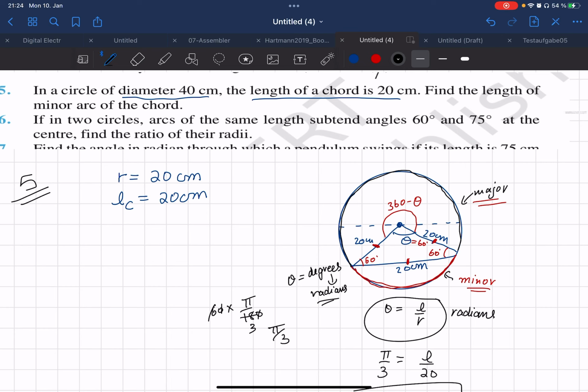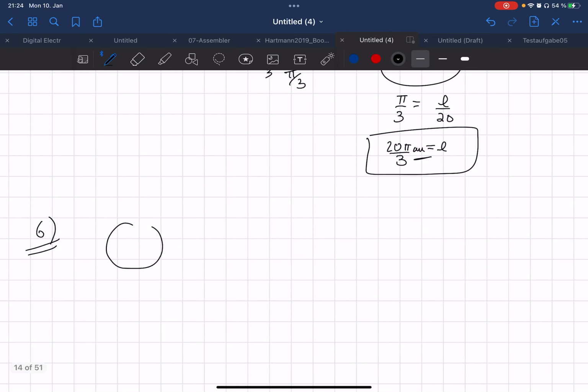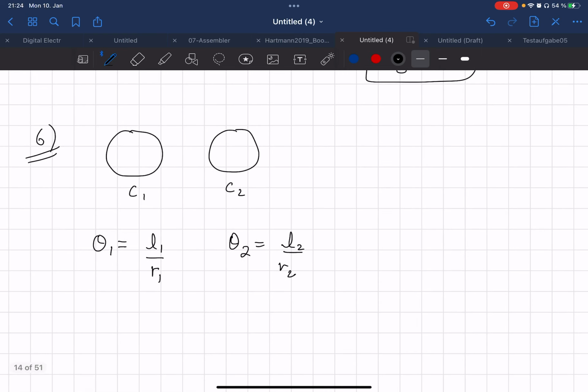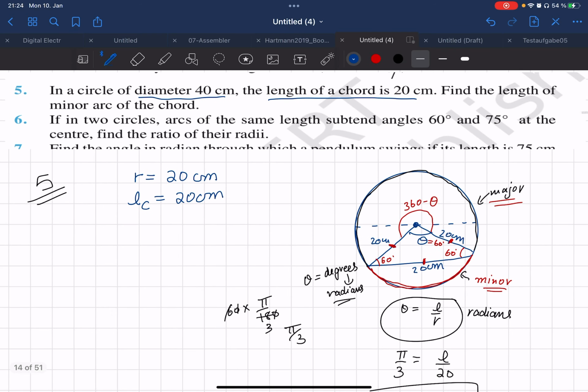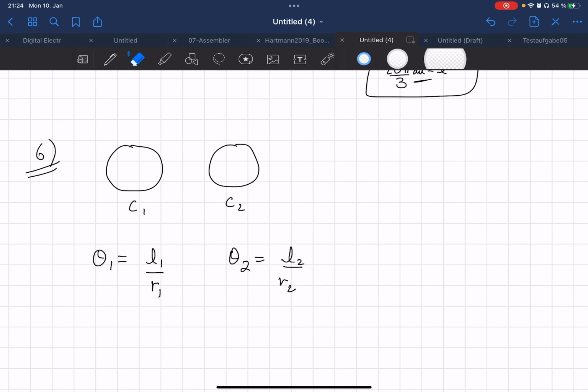If in two circles the arcs are the same, that means L is the same. All right, so see, circle 1, circle 2. Theta 1 is equal to the length of circle 1 divided by the radius of circle 1. Theta 2 is the length of circle 2 divided by the radius of circle 2. But they said in the question, arcs of the same length. So I'll take L1 and L2 as equal. L1 is equal to L2 is equal to L. I'll just write this as L now.